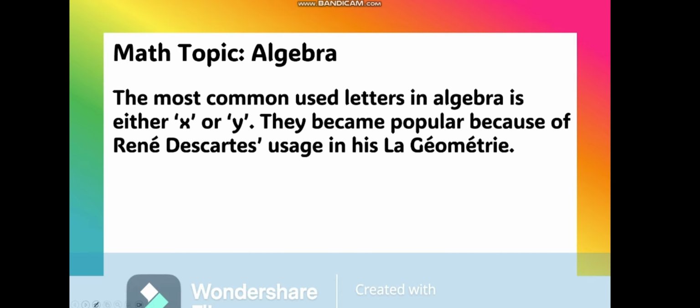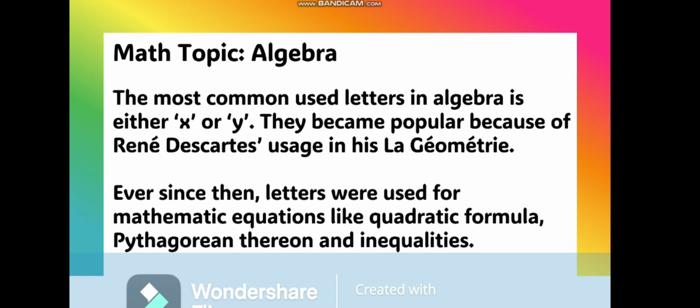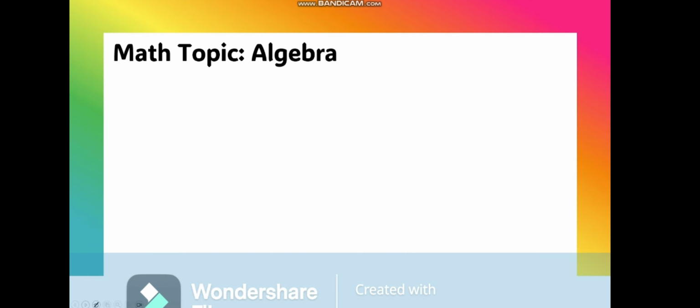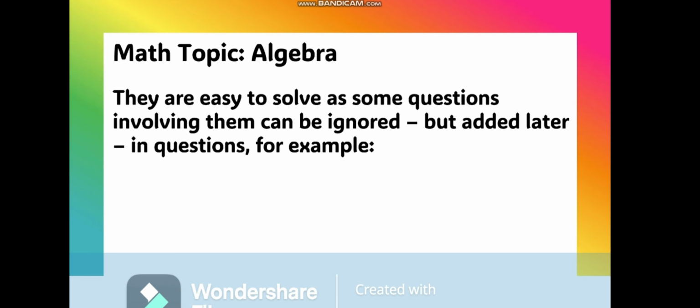So, why are x and y the most commonly used? It's because of René Descartes' usage in La Géométrie in French. That is, the geometry. Ever since then, letters like A to Z were used for mathematical equations like the quadratic formula, Pythagorean theorem, and inequalities. They are easy to solve as some questions involving them can be ignored.